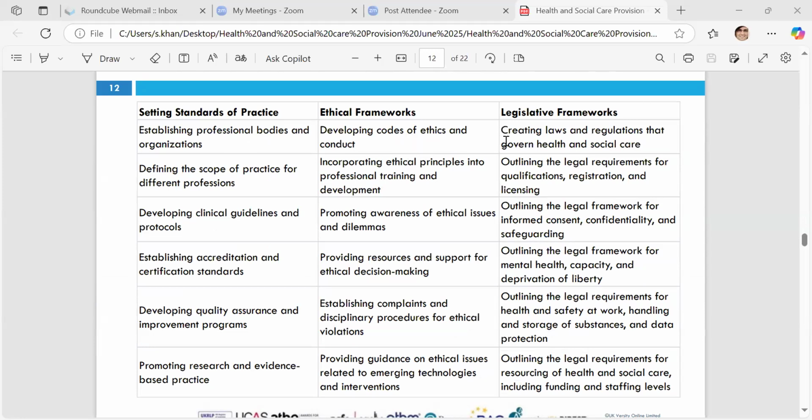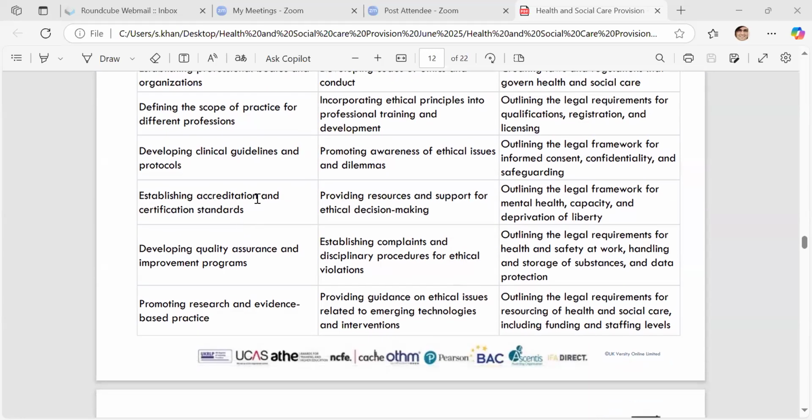developing codes of ethics and conduct, and the legislative framework is creating laws and regulation, defining the scope of practice for different professions, incorporating ethical principles, outlining their legal requirements, what qualifications they have, how they register, developing clinical guidelines and protocols, and promoting awareness of ethical issues, outlining the legal framework. Outlining the legal framework of most of these is really important. Why is it important to follow the legal framework?